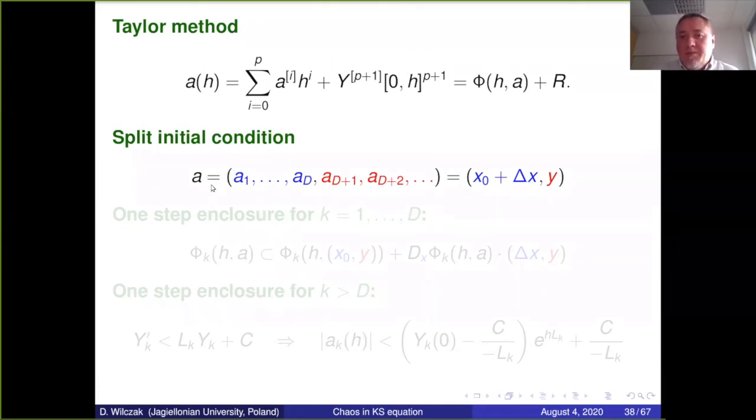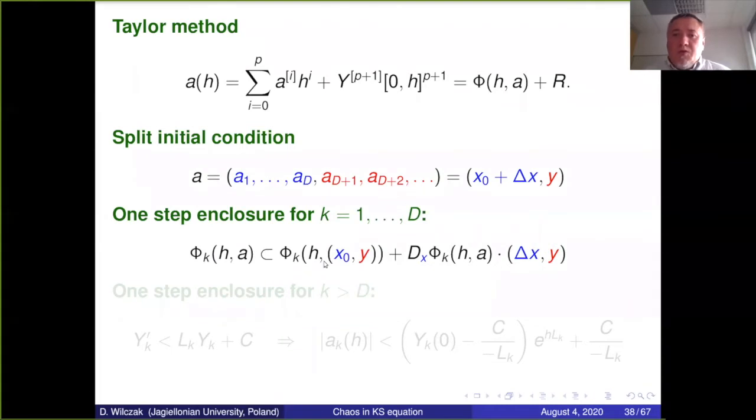This is the main part, which corresponds to the coefficients we are describing explicitly. And here is a tail, which is given just by two numbers, C and Q. And on the main nodes, we use the mean value form to enclose the numerical method, actually. And at the end, we have to add the remainder to this.